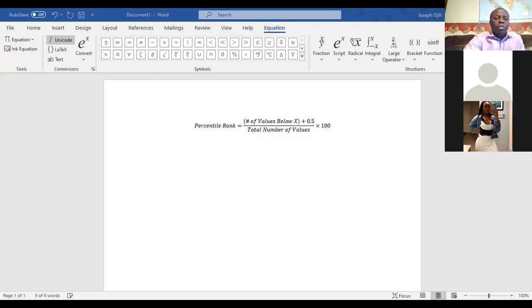Okay, so this gives us the percentile rank of a data value. And the second formula is how to find the percentile itself. So that one, I will show you the formula for that. The percentile itself will be calculated using this value.